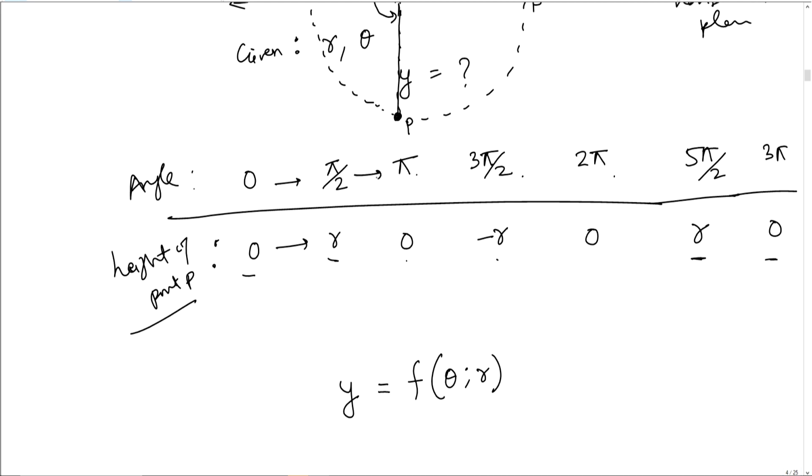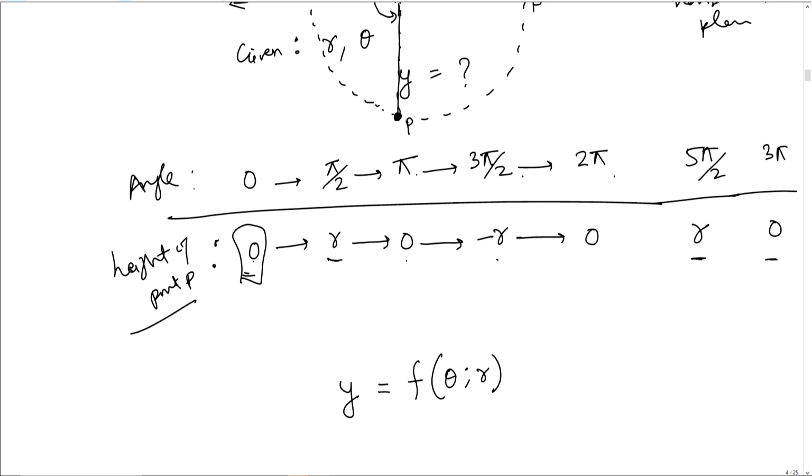As you go from 90 degree to 180 degree, now height starts decreasing. Then you again go from pi to 3 pi by 2, height decreases even further to minus r, and then again it starts increasing as you go from 3 pi by 2 to 2 pi. So, height starts increasing, then it decreases even further, then it again starts increasing. So, this function is not monotonically increasing or decreasing, it is sometimes increasing then decreasing, and not only that, the function repeats its value.